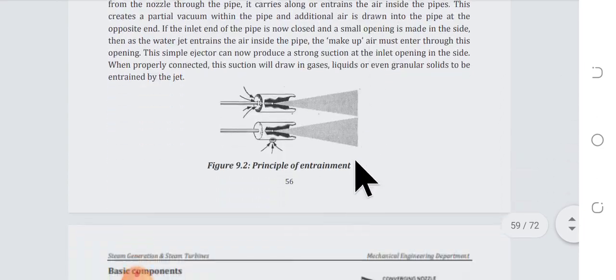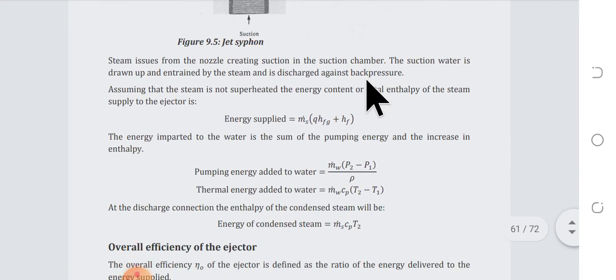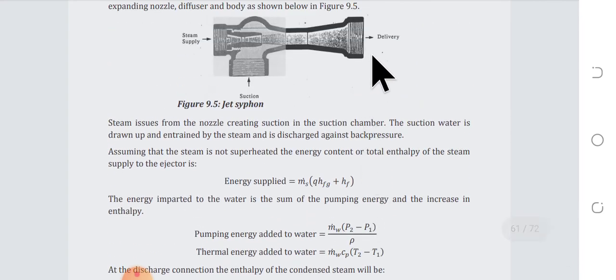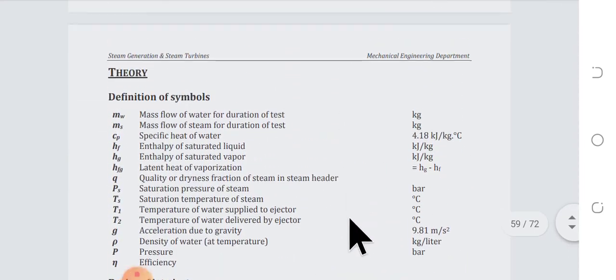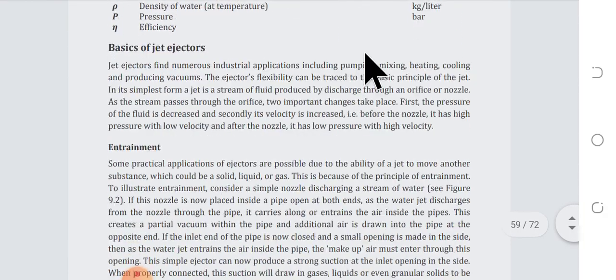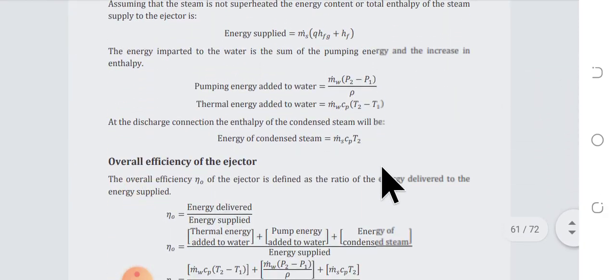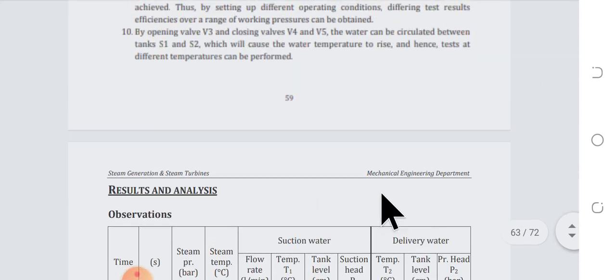Okay, so now the divergent section works as a diffuser. From zero pressure to some pressure, we suck water with the suction effect, increase its pressure, and move it towards the delivery tank.